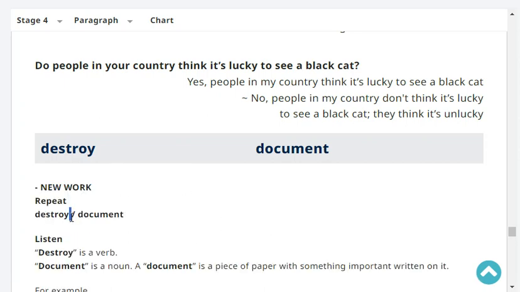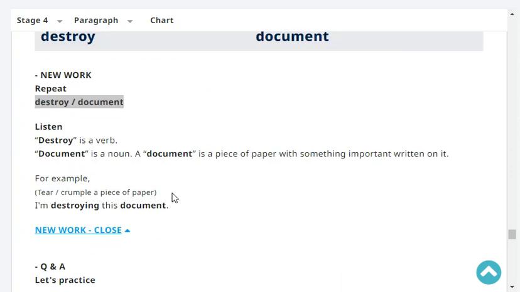Okay, next repeat. Destroy. Document. Very good. Okay, listen. Destroy is a verb. Document is a noun. A document is a piece of paper with something important written on it, or some important information written on it. For example, I sometimes destroy documents.